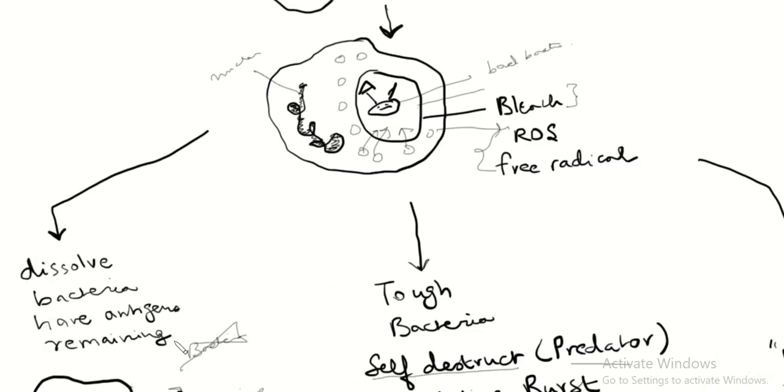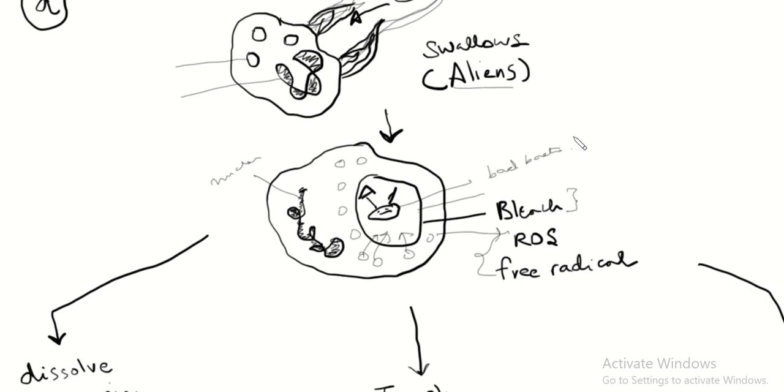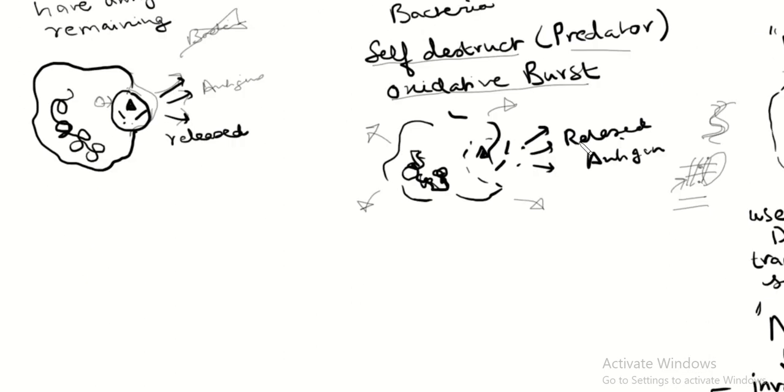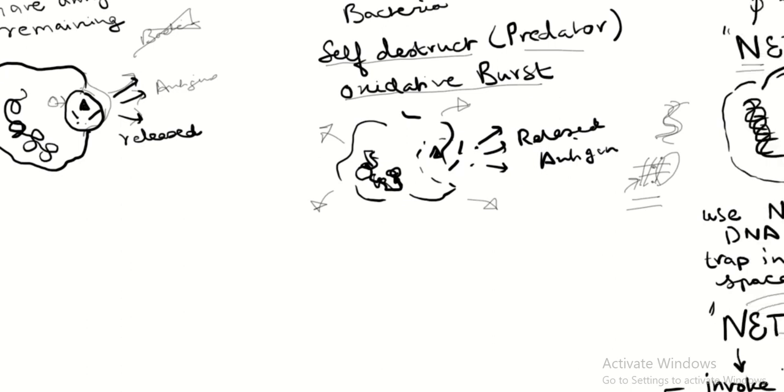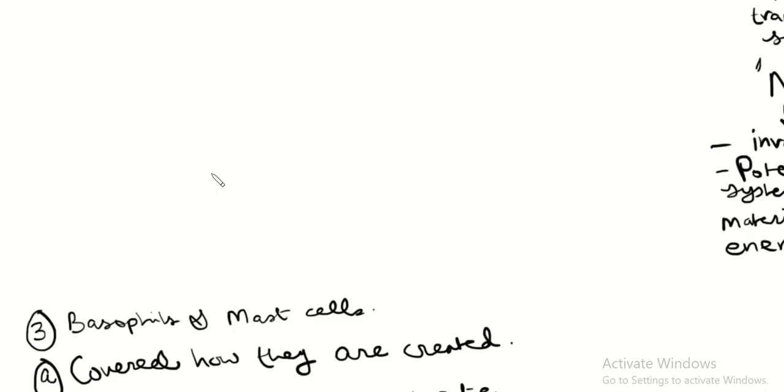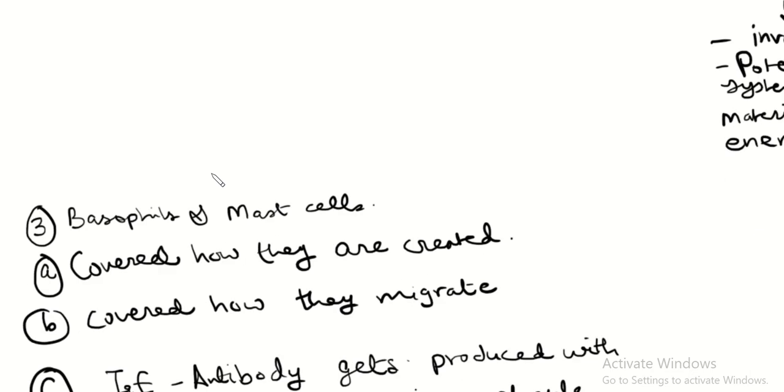Okay? Neutrophil has three mechanisms. Okay? It basically phagocytoses or eats up or swallows the bug and attacks it with bleach and then releases the antigen. If it's tough bacteria, it can self-destruct or net it. But either way, the result is you have antigens that get released, okay? And they go into the lymph system. So we'll talk more about the lymph system and what happens to it a little bit later.